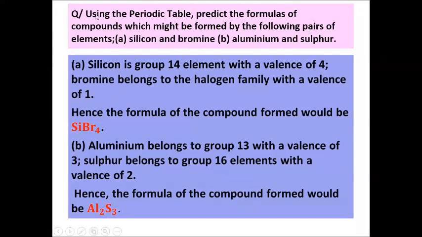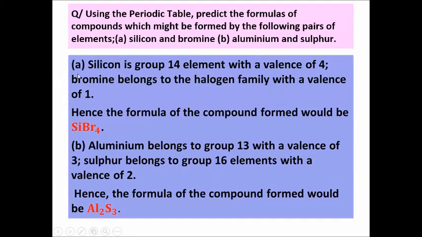Now let's see this question: using the periodic table, how can we predict the formula for the compounds formed by the following pairs, that is silicon and bromine, aluminium and sulfur. For that we have to take the group to which the element belongs, and also its valence. If we know these two things, we can make the formula of the compound.